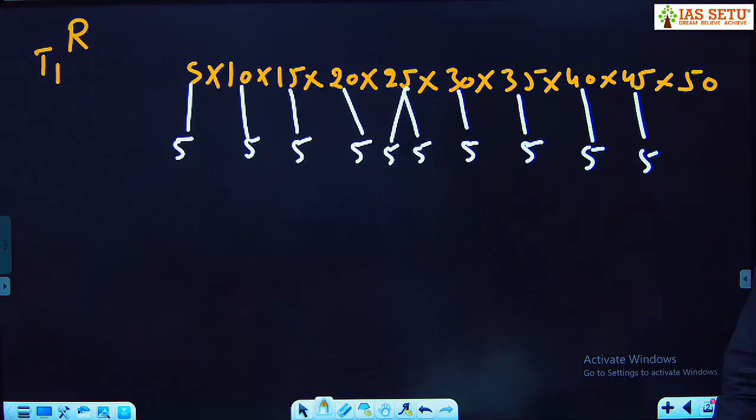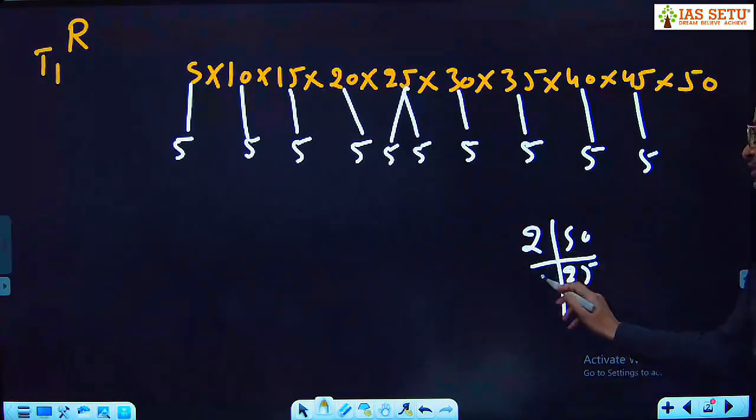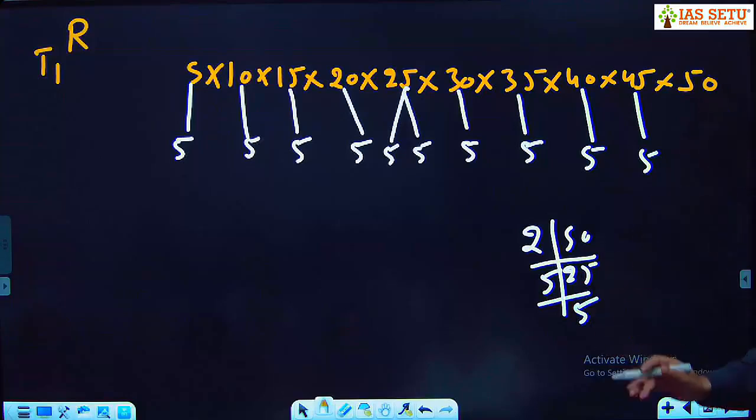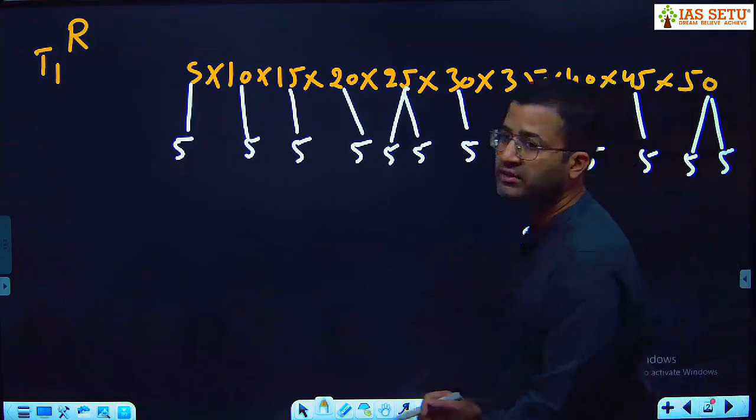50 को break करोगे by school method. You take 2 common, 25, 5 5. तो in 50 how many 5s are there? 2. तो यहाँ पे 2 5 छुपे हुए हैं. So you have to break it. You have to see how many 5s are there.